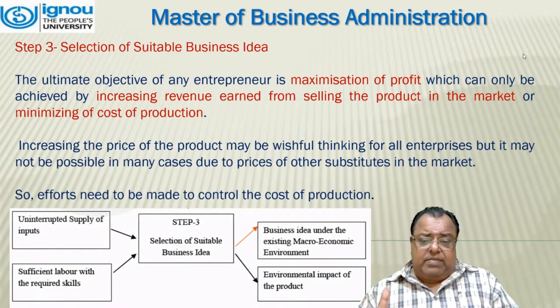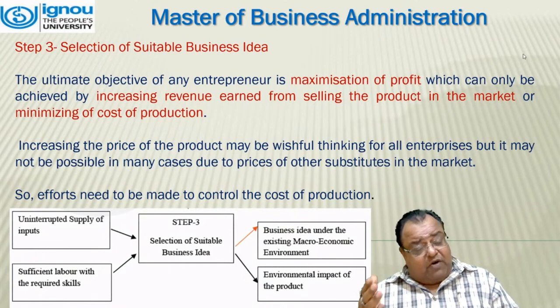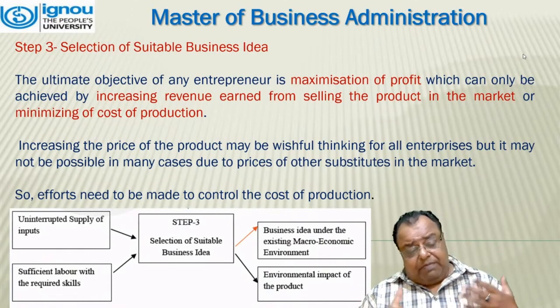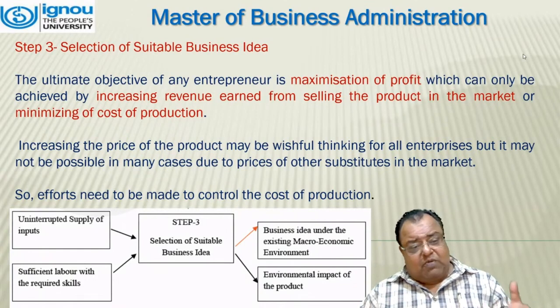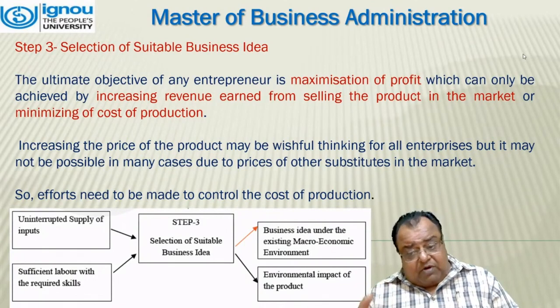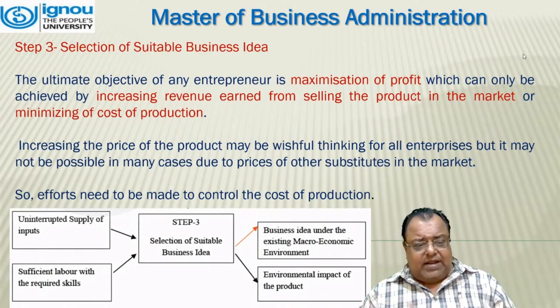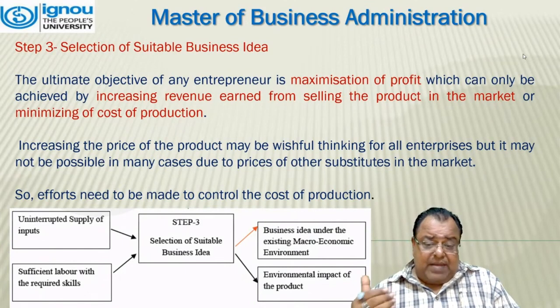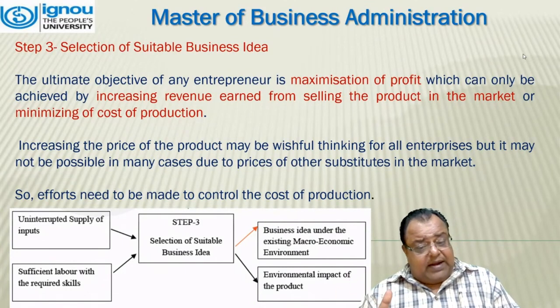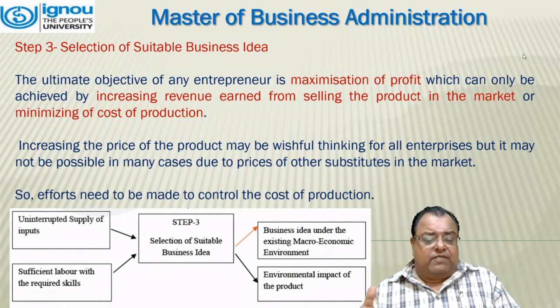Increasing the price of the product may be wishful thinking for all the entrepreneurs, but it may not be possible in many cases due to the prices of other substitutes. So, effort needs to be made to control the cost of production. Here we can see that selection of a suitable business idea is prompted by uninterrupted supply of inputs, sufficient labor with required skills, the existing macroeconomic environment, and the environmental impact of the product.